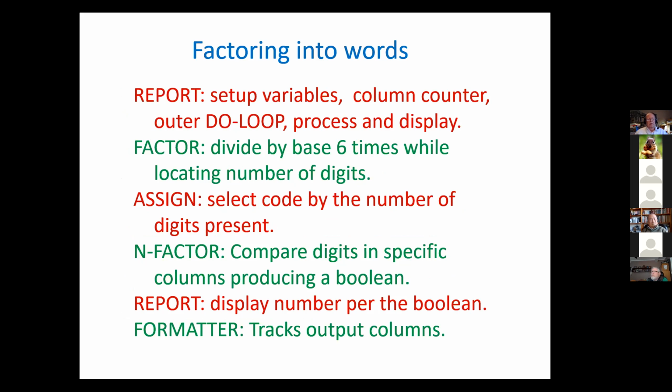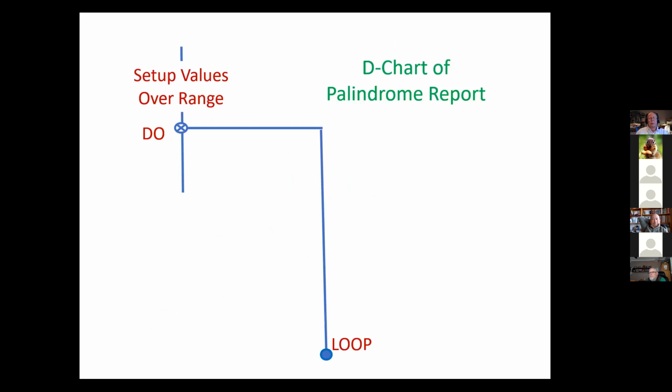These are the words that result. They're very Forth-like in naming. We have a report program, which is the overall wrapper that does the entire project. We factor by our base. We assign through a case statement the number of digits. There are 6 components called n-factor, each one of which does a digit comparison. And finally, the report pulls it all back together again in formats.